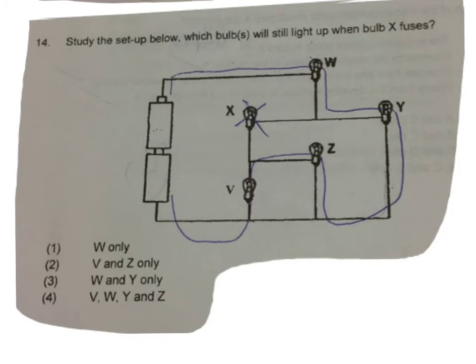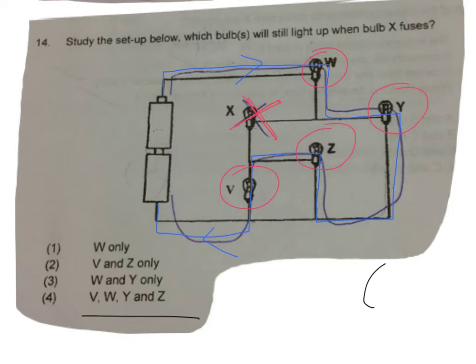Now we move to question 14. Study the setup below. Which bulb will still light up when bulb X fuses? So bulb X fuses, so electric current cannot flow through there. Let's take a look. Electricity will flow through W, through Y, through Z, and then it comes back here to make a closed circuit. So in this event, it will light up W, Y, Z, and V. So the answer for question 14, which bulbs will still light up, is option 4.